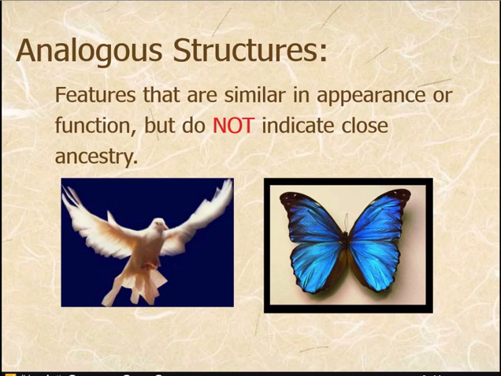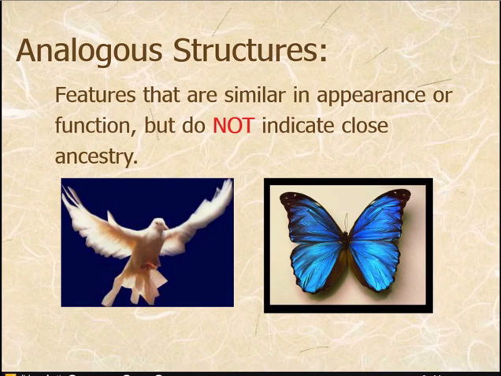Okay, now analogous structures kind of don't fit in this particular presentation because they're structures that look like they indicate a common ancestor, but in fact they don't indicate a common recent ancestor. One example is the wings of a bird and the wings of a butterfly. Structurally, the wings are so dramatically different. If you dissect a bird wing and dissect an insect wing, they clearly have nothing in common. So even though they're both wings, we call them analogous structures. They do not indicate close ancestry.